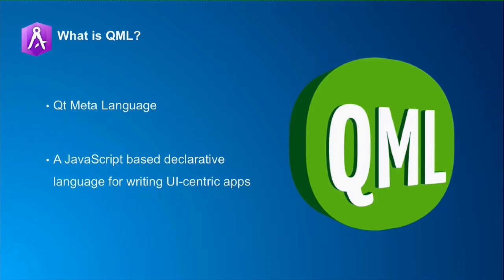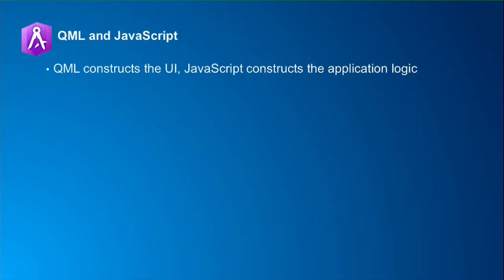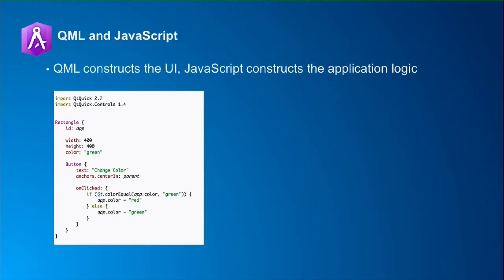So let's get going and show you quickly. QML constructs the UI, and JavaScript constructs the application logic. Sounds familiar, right? On the web, HTML creates the UI, and JavaScript does the application logic. Still similar. So here's a sample of easy code in QML.